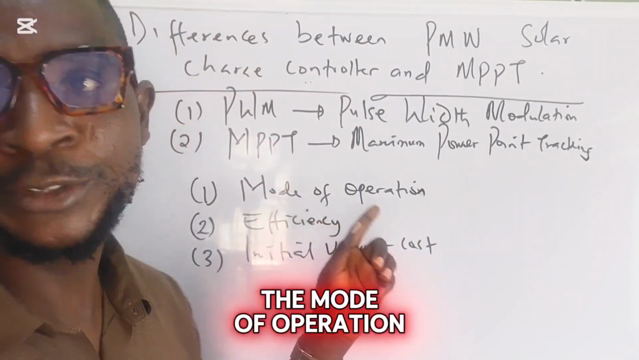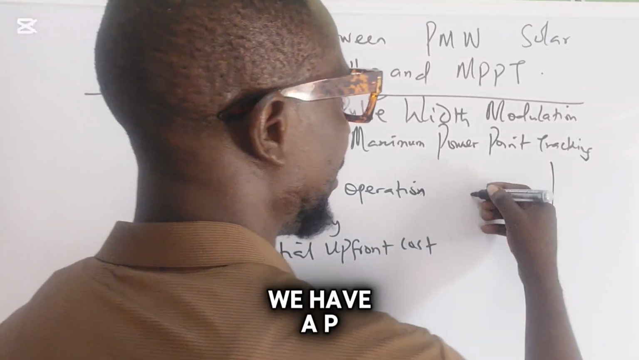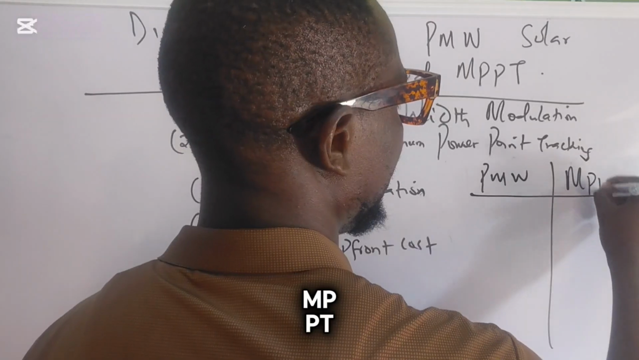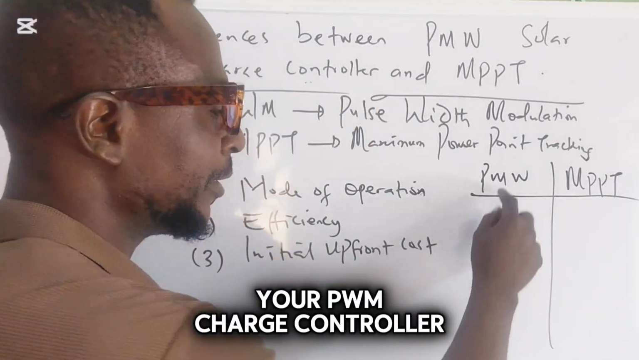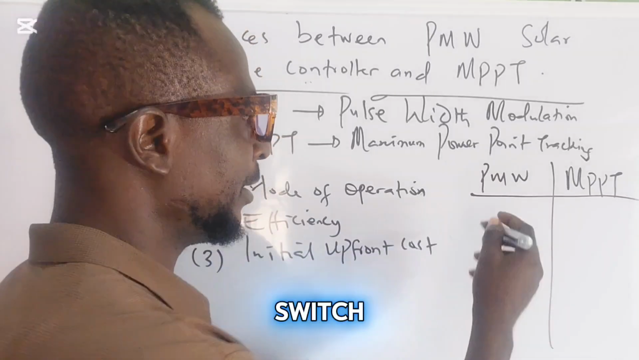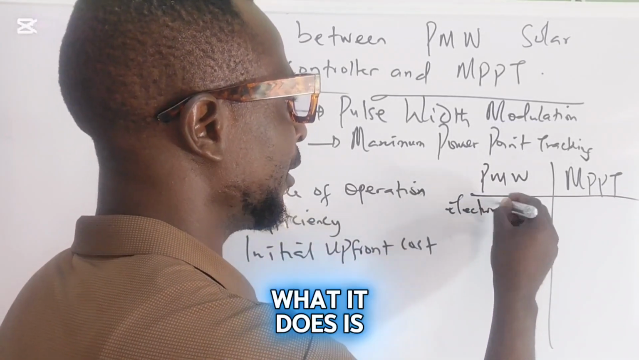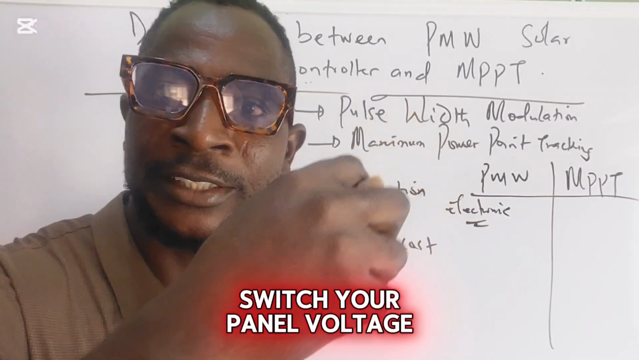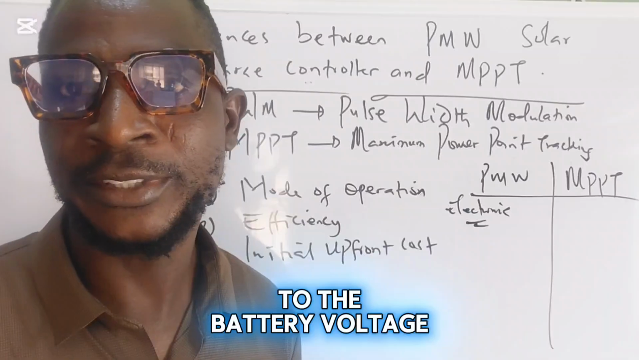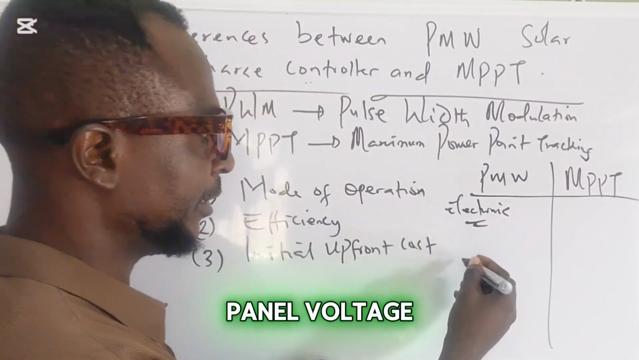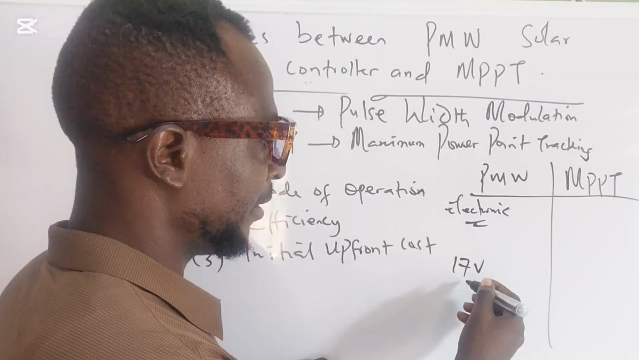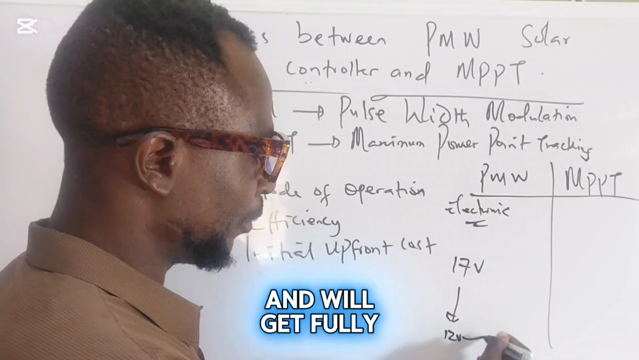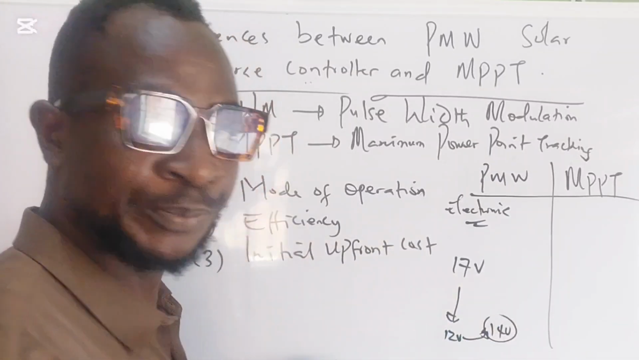Now we start with the mode of operation. So let's say here we have PWM, here we have MPPT. Your PWM charge controller is just an electronic switch. What it does is that during bulk charging of your battery, this charge controller switches your panel voltage to the battery voltage. Let's say the nominal panel voltage is 17 volts and the battery voltage is 12 volts, and we get fully charged at 14 volts.